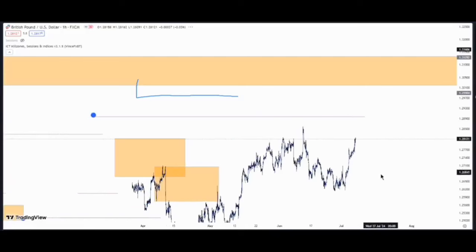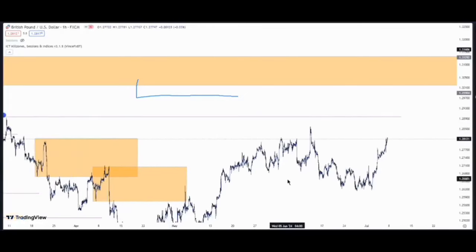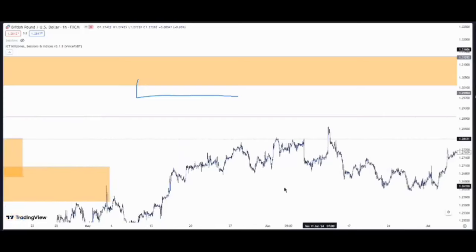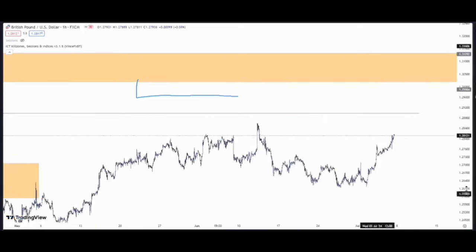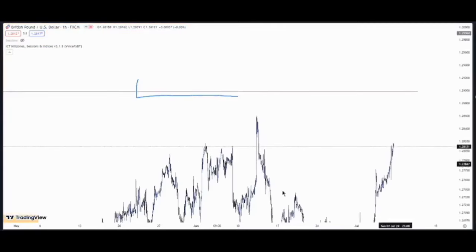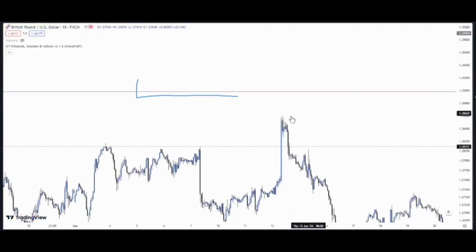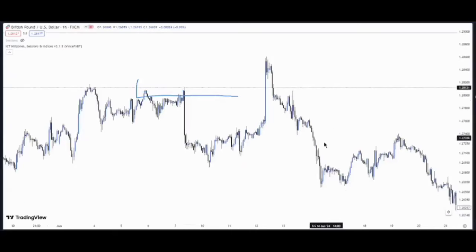Okay? So this is that structure high. And now price printed this high. Let's see the internal structures on the 1H now. For this high, it needs inducement. And where is the inducement? Everyone, where is your inducement? Where is your inducement?